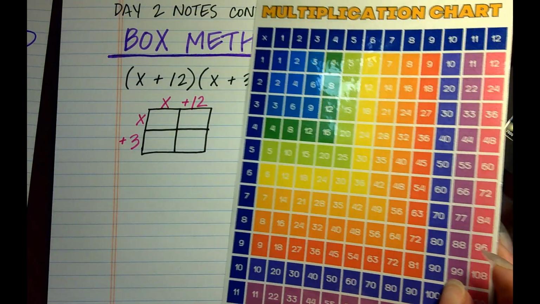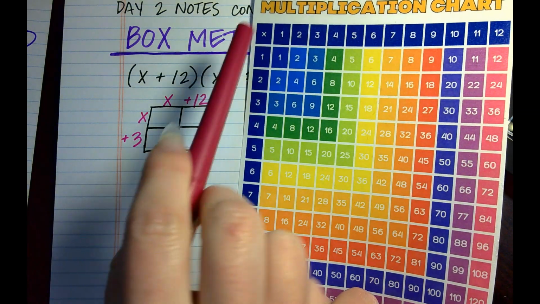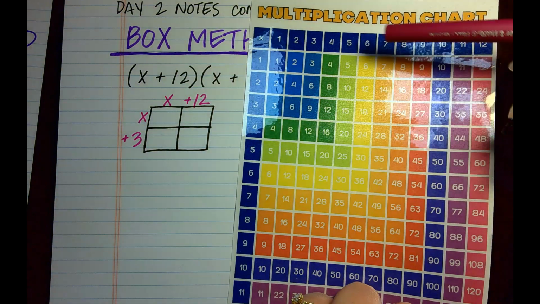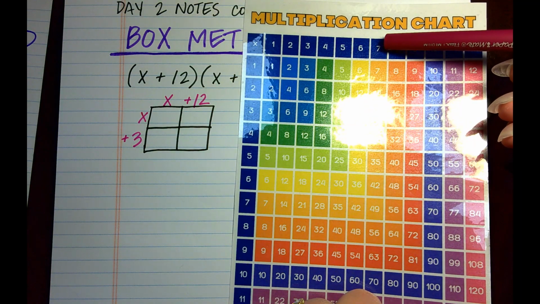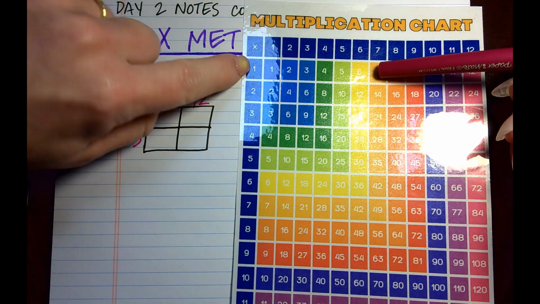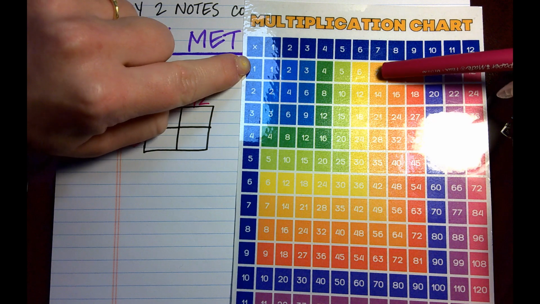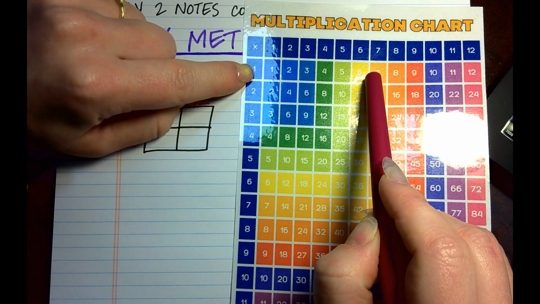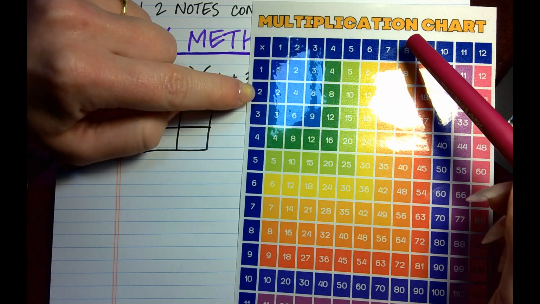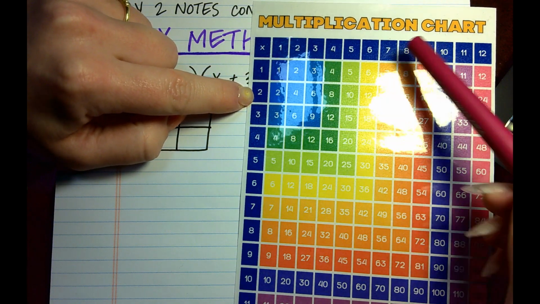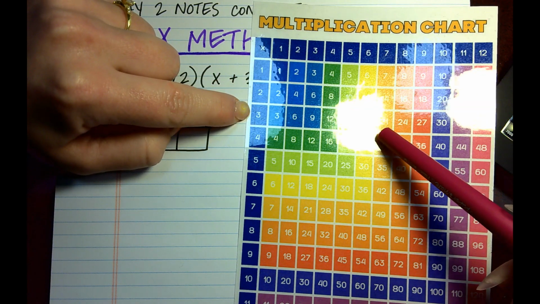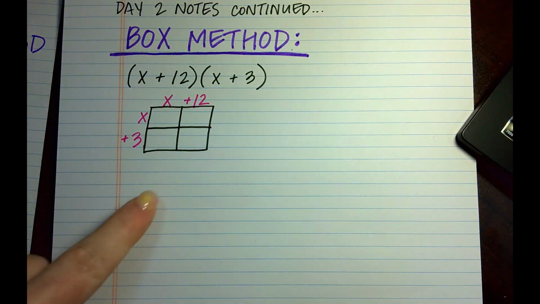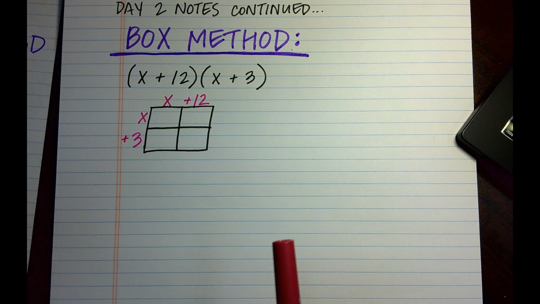But on a multiplication chart, the way it works is whichever number I go over to, for example, 7, as I go down, whatever number it lines up with, that's what I'm multiplying it by. So for example, 7 times 1 is 7. 7 times 2 is 14. 7 times 3 is 21. And I could go on and on. So for the box method, we're doing the same thing.